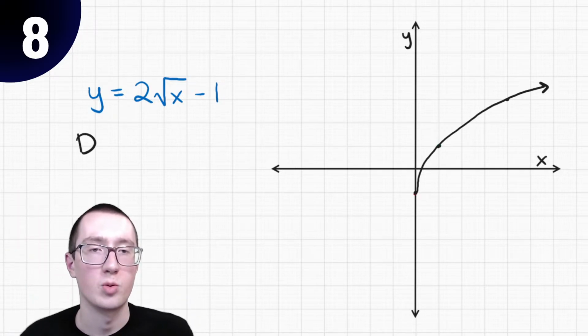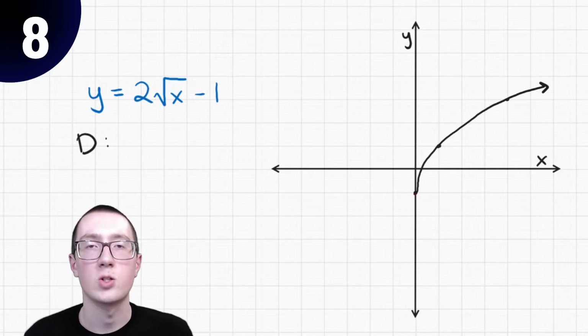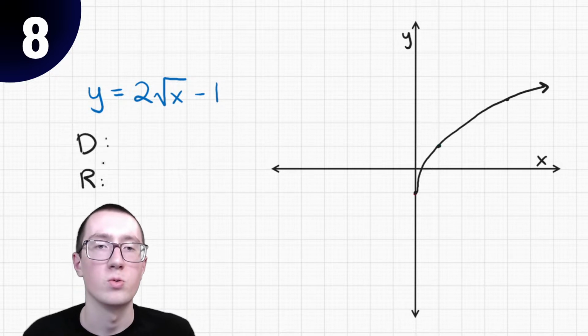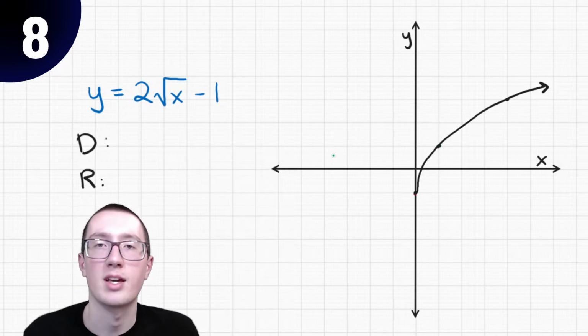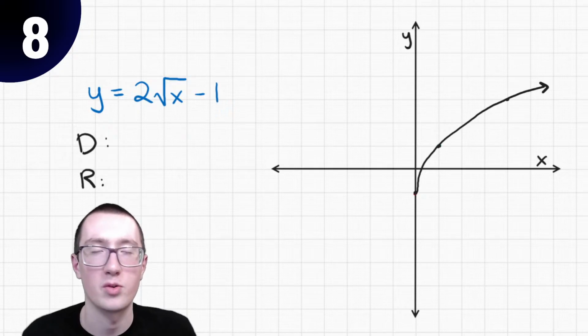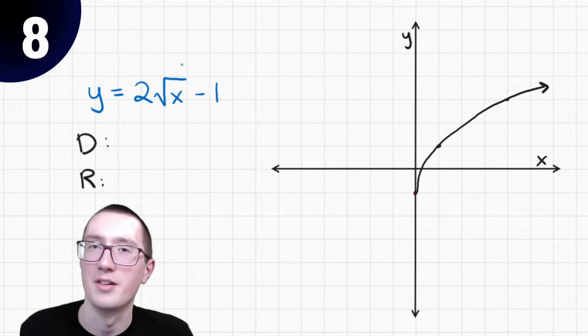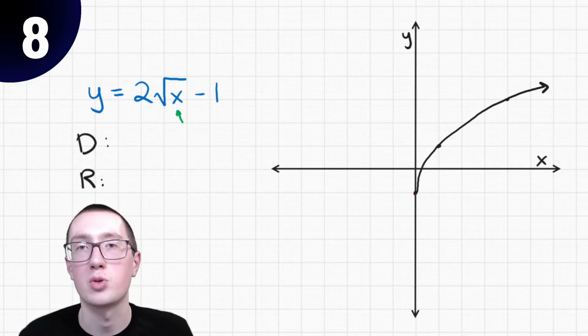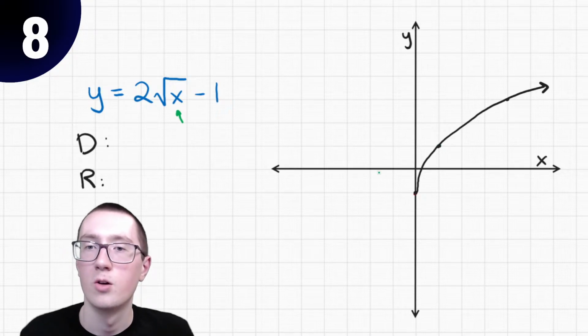Well, let's look at our domain first. Domain is all the numbers that you can put in for X. Range is all the numbers you can get out for Y. So how do we figure out what numbers we can put in for X? Like, can't we just put in whatever number we want? Actually, no, we can't, because of the problem that I talked about earlier, you can't put in negative numbers.